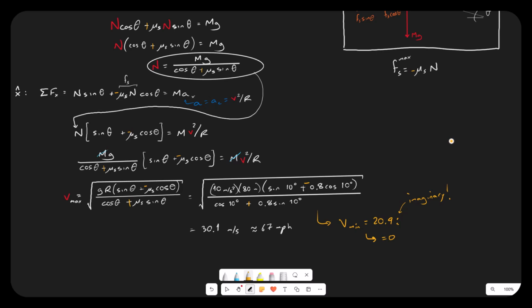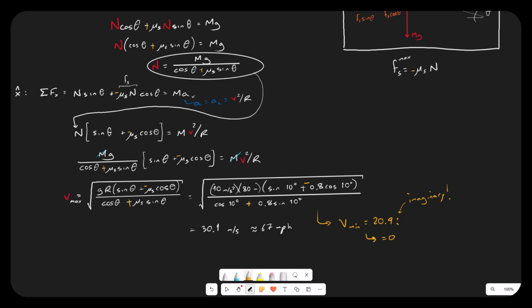When this ramp is inclined at 10 degrees with a coefficient of static friction of 0.8, the car doesn't need to be moving, and it's just going to stay put on the incline anyway. If I had a sharper incline, if my angle instead of 10 degrees were 30 degrees and my coefficient of friction were lower, like maybe, I don't know, 0.4, maybe I'd get different results. Let me try that actually.